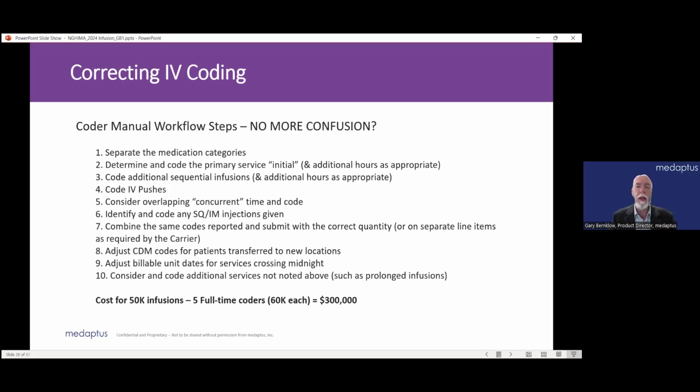And something to keep in mind, if you have 5 full-time coders looking at 50,000 encounters per year, that's at approximately $60,000 per coder per year. Your number may obviously vary depending on where your hospital is located and what your workforce is. But still, for 50,000 infusions, that's going to cost you for 5 coders about $300,000 a year. Just keep that in mind as a figure moving forward. And obviously, if you're scaling up and you want to add 3 times that number of infusions, you're probably going to have to add 3 times the number of coders. Maybe you can get by with 2 times the number of coders, but still your expense is not scalable.